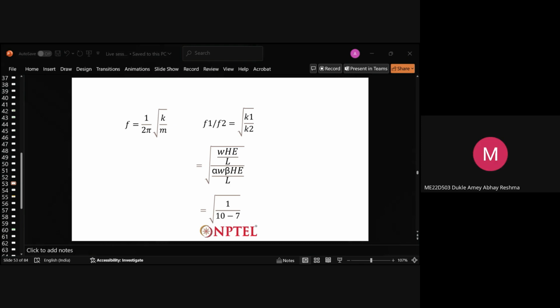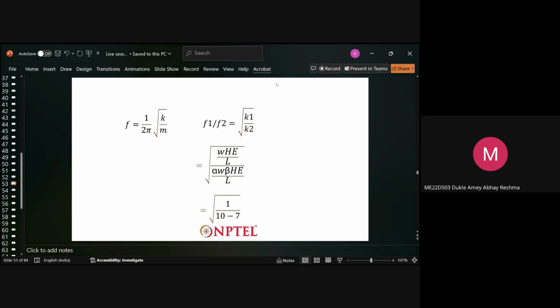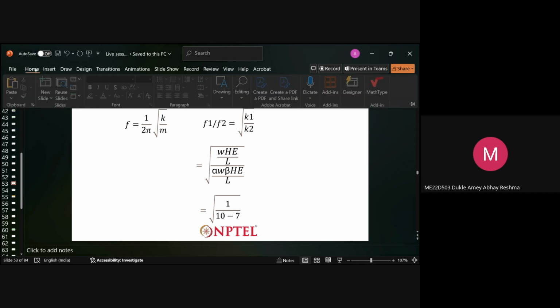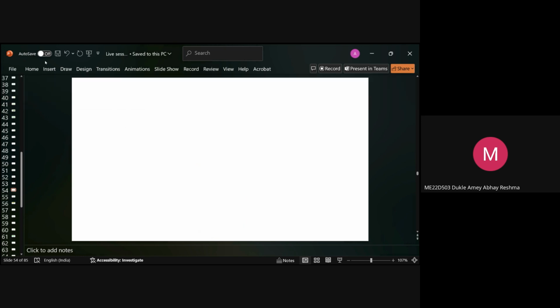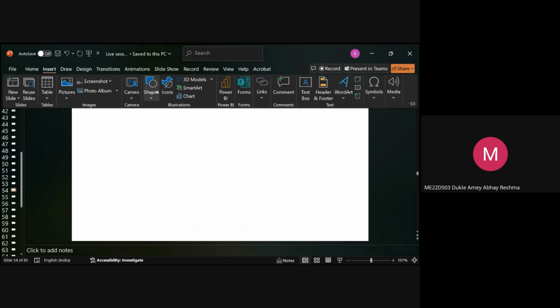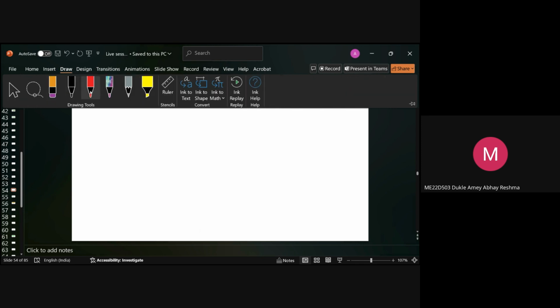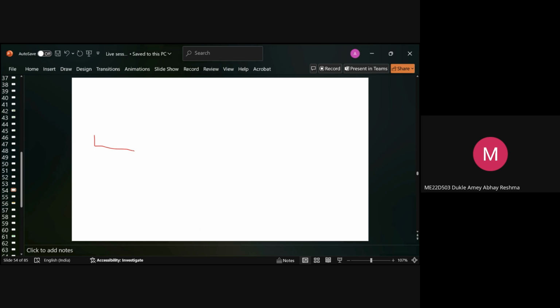I think I'll have to draw and show it. Basically, just consider a beam here. Then it is getting deflected. This one was the original beam, and what you are getting is the deflection, right?